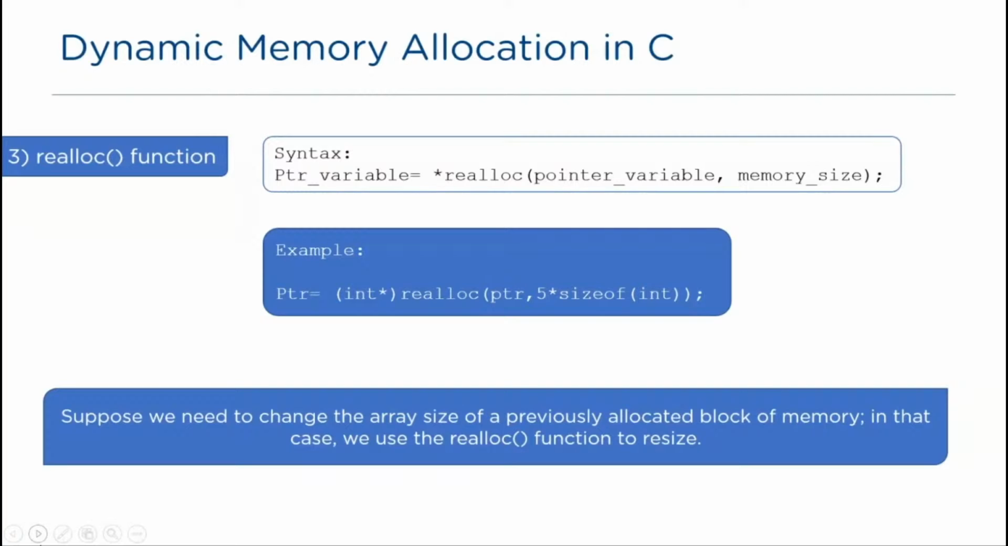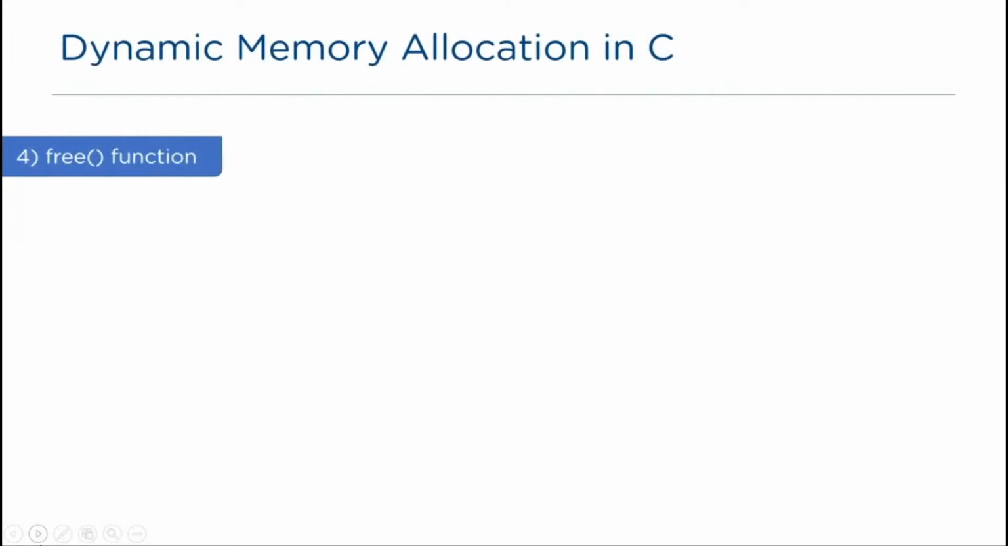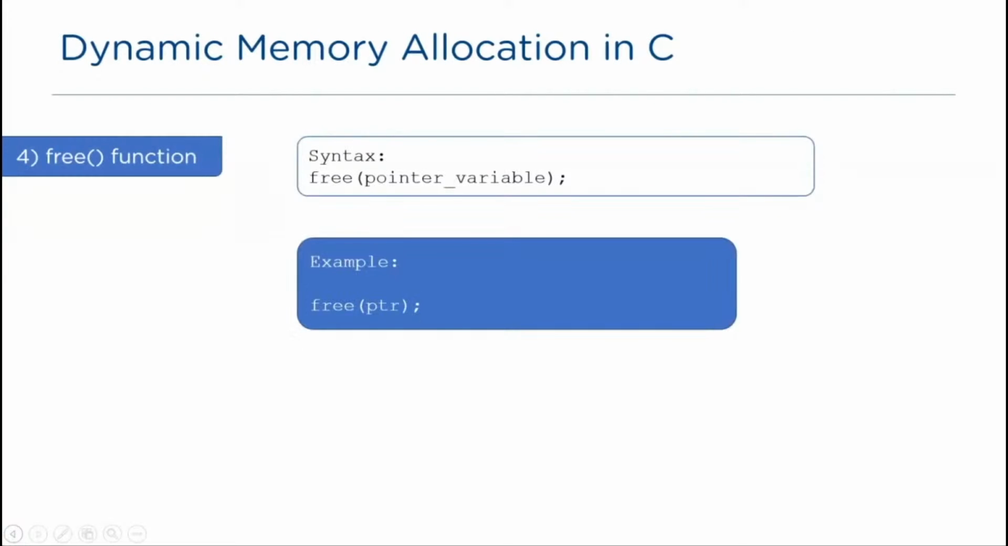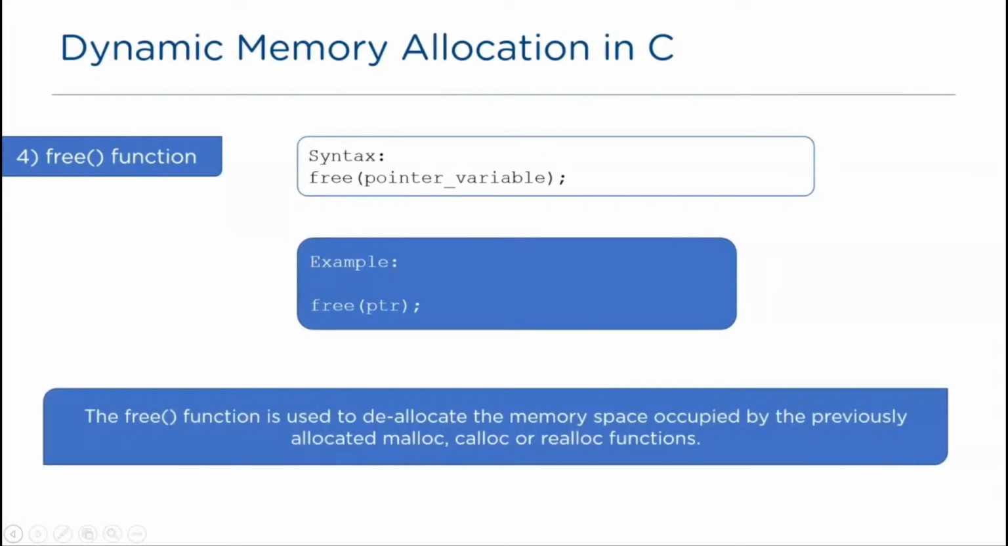Moving ahead, we have free function. Syntax is simple. We pass the pointer in free function, for example, free ptr. The free function is used to deallocate the memory space previously allocated by malloc, calloc or realloc functions. In order to use the memory more efficiently and to return the memory to the heap once done, we use free function. Once we free the memory, other programs can use that block of memory if required.